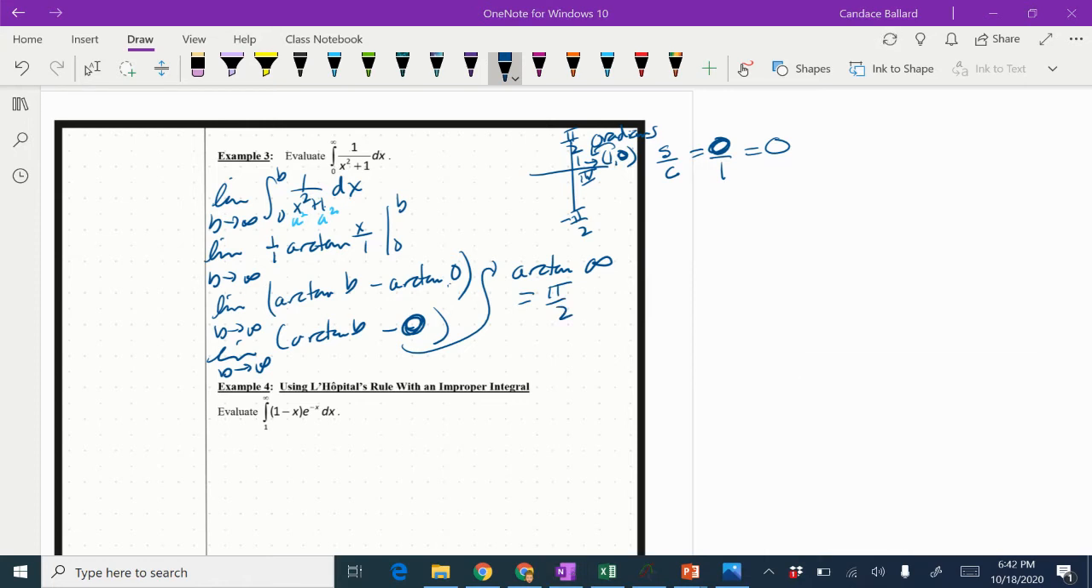And since we got a number, that means that this one converges.